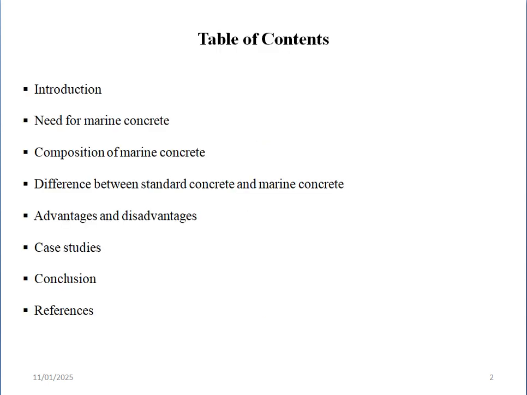Table of Contents. Introduction, Need for Marine Concrete, Composition of Marine Concrete, Difference between Standard Concrete and Marine Concrete, Advantages and Disadvantages, Case Studies, Conclusion and References.